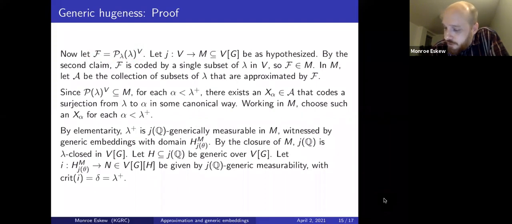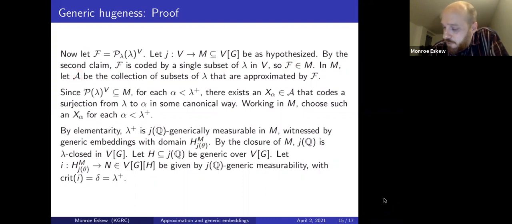Because lambda to the less than lambda has size lambda, F is coded by a single subset of lambda from V, and that's a member of M. So this collection script F is in M. Now in M, let's define what it means to be approximated by that collection. Let's take script A to be the collection of all subsets of lambda that are approximated by F.